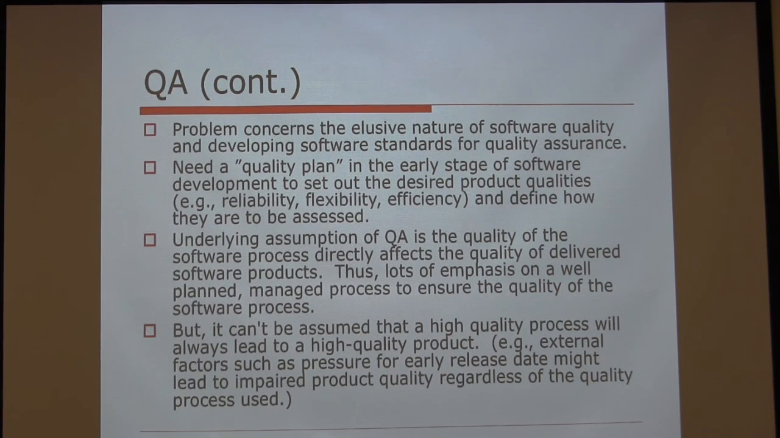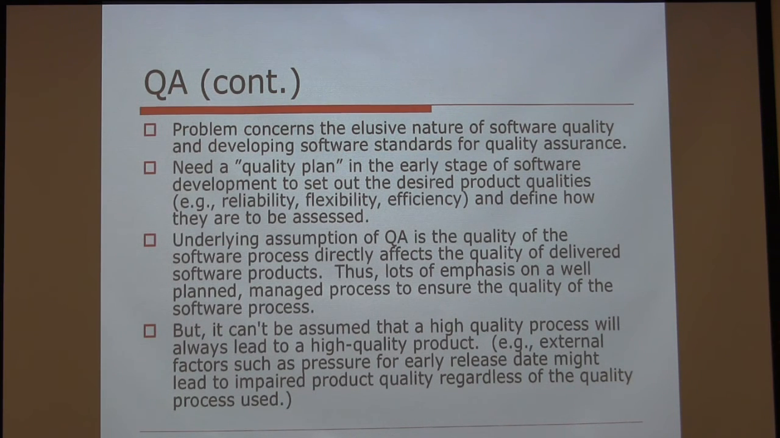So one of the problems that we run into is the elusive nature of software quality. How do you define it? It's kind of tough to do. So that's why we have the standards. We need a quality plan. So part of the early part of designing and setting up the project to develop it is to have a quality plan. How are we going to stay on top of it? We're going to talk about reliability, flexibility, and efficiency, and other things, which we'll go into in a minute.